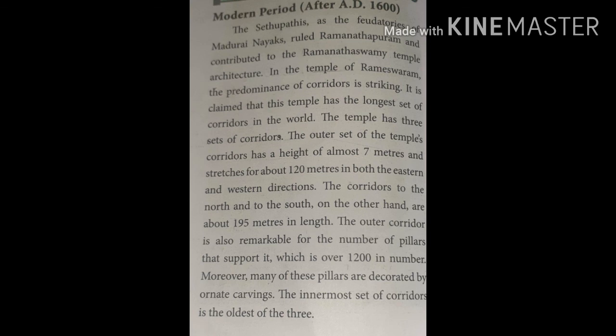The temple has three sets of corridors. The outer corridor of the temple has a height of almost 7 meters and stretches for about 120 meters in both the eastern and western directions. The innermost set of corridors is the oldest of the three.